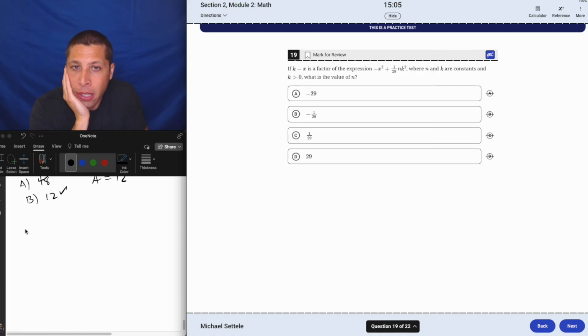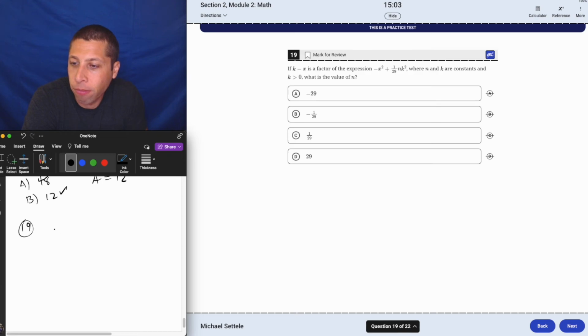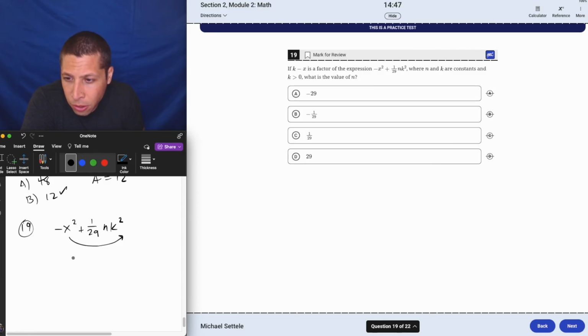Let's just write it out. Negative x squared plus 1/29th nk squared. So k minus x is a factor. So let's move this over. So 1/29th nkx minus x squared. So this feels like difference of two squares.